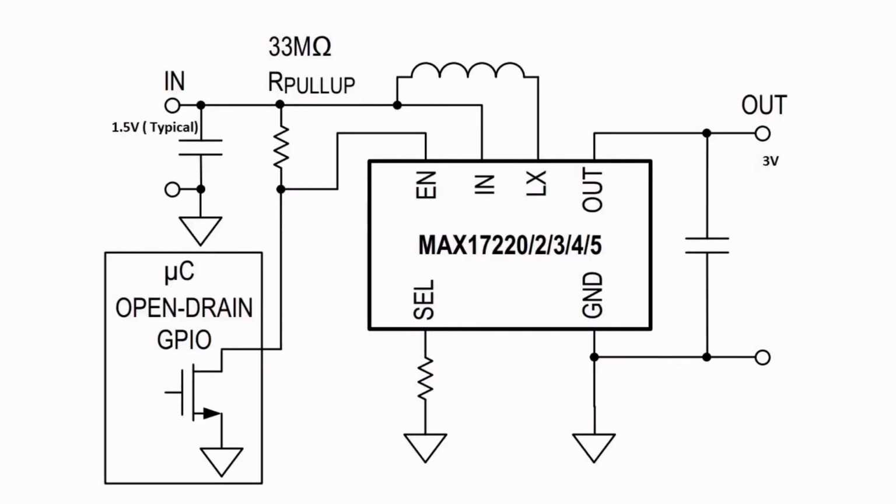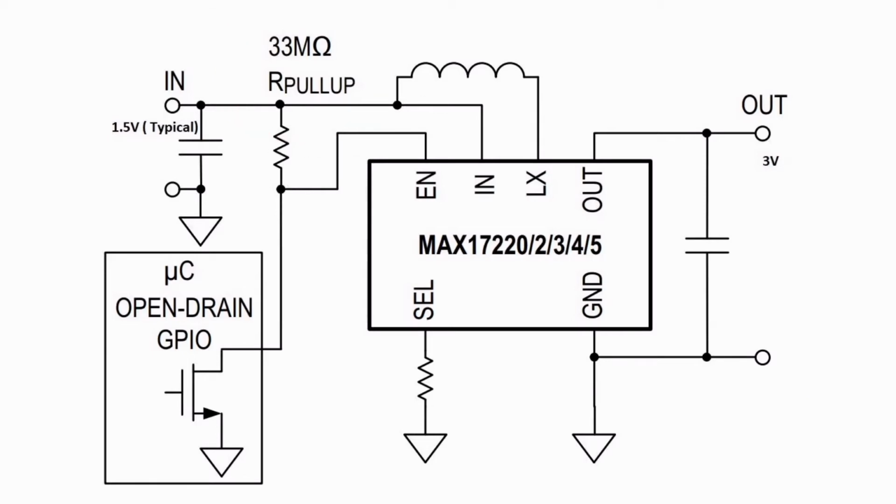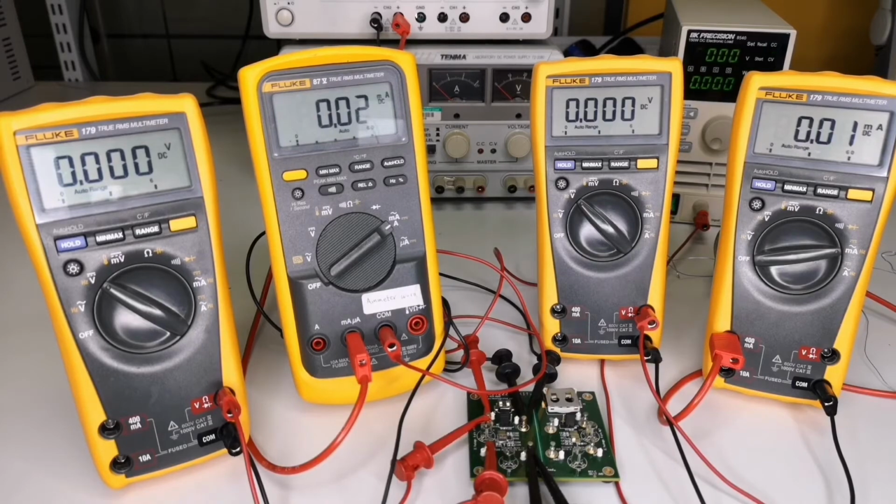However, configuring the part as such will have a quiescent current of 813.1 nanoamperes. Hence, to extend the battery life of the circuit, it is advisable to use a push-button configuration. Now, I'll demonstrate MAX17222EVKIT to you.